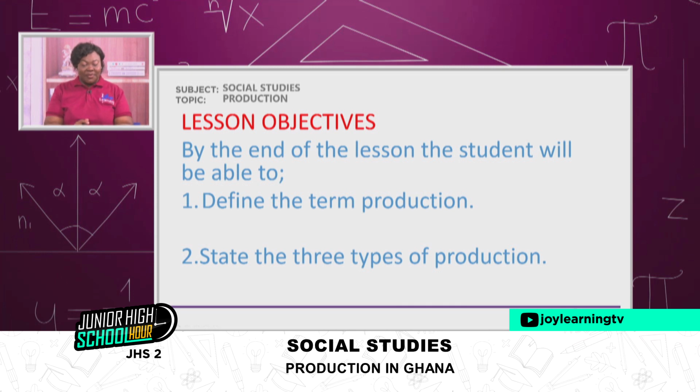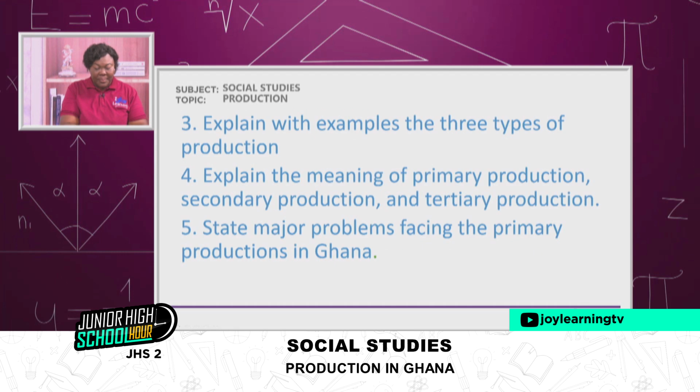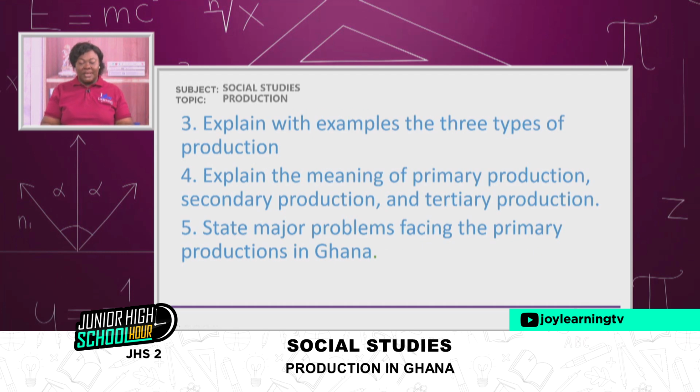State the 3 types of production. Explain with example the 3 types of production. Explain the meaning of primary production, secondary production, and tertiary production. And lastly, state major problems facing the primary production in Ghana.